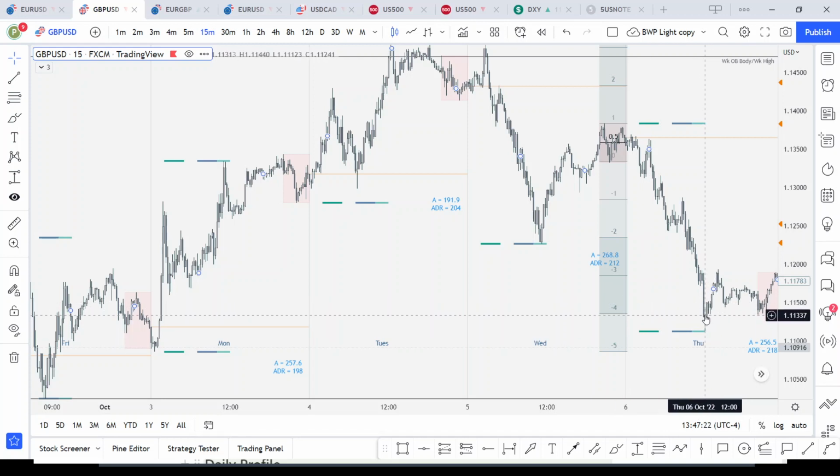I'm going to close all my pyramid entries, and I'm going to take 50% from this position, the first position, my main entries.